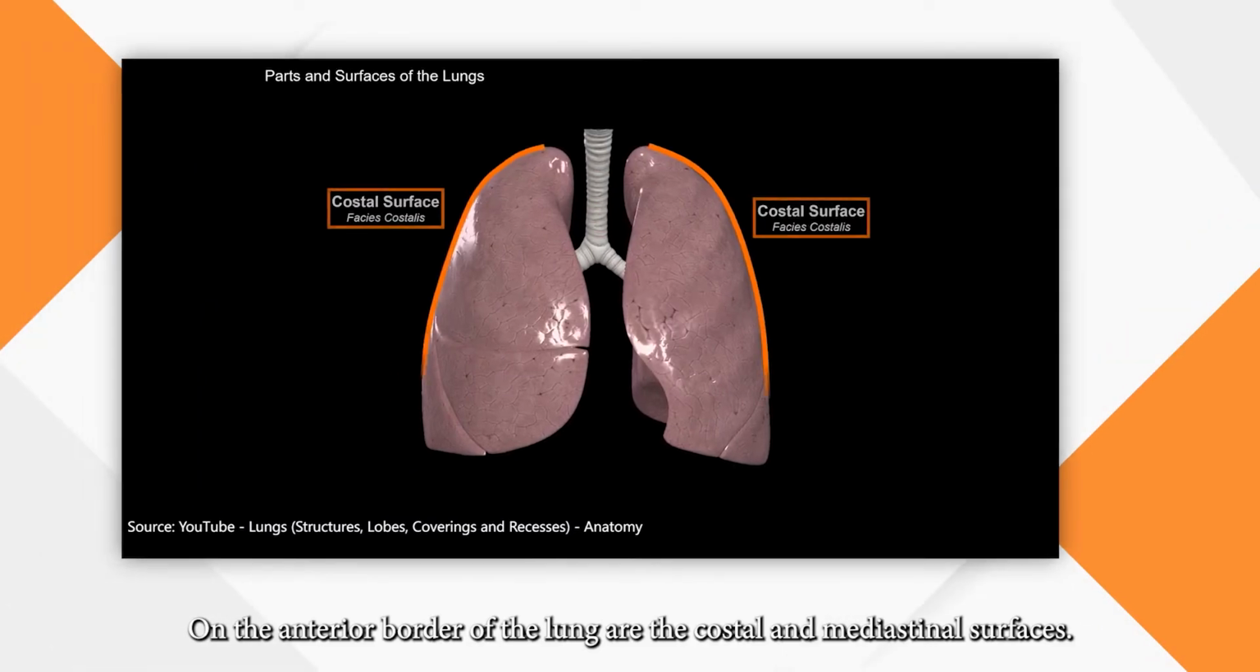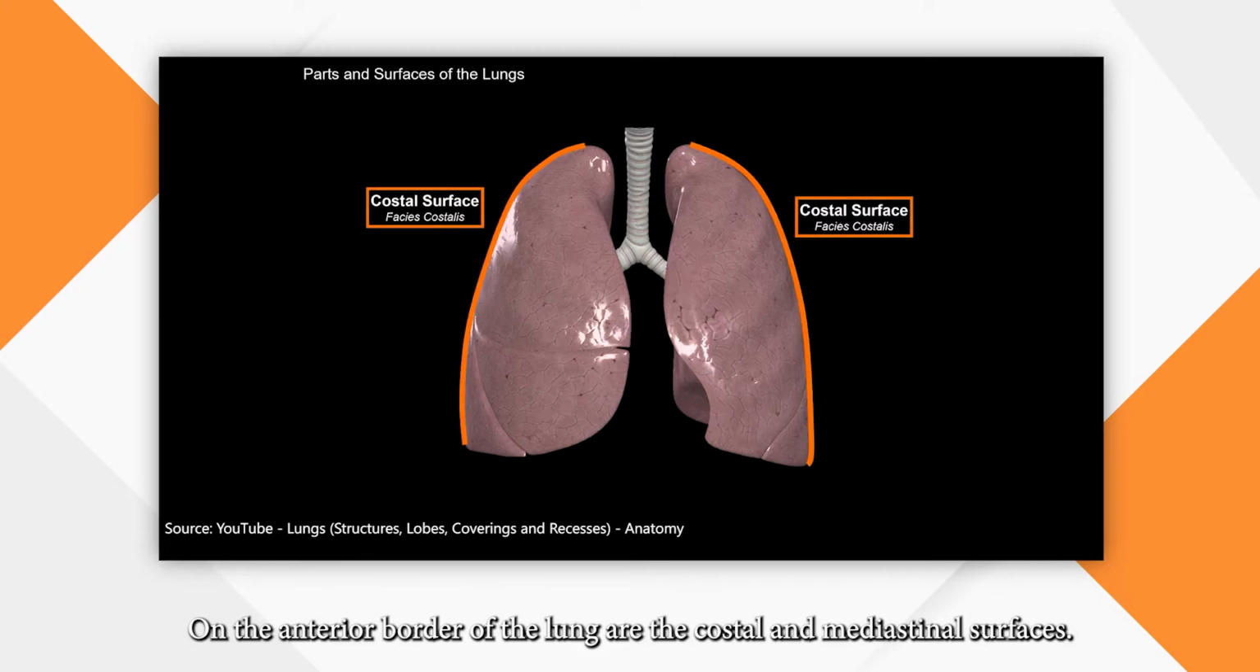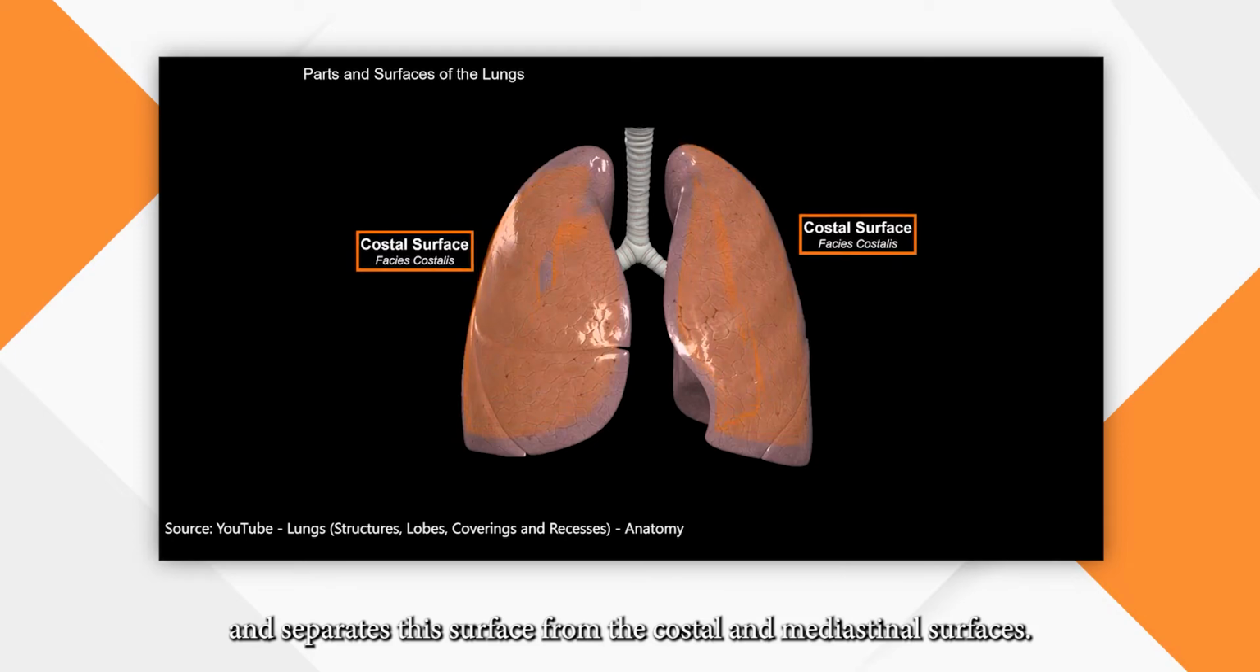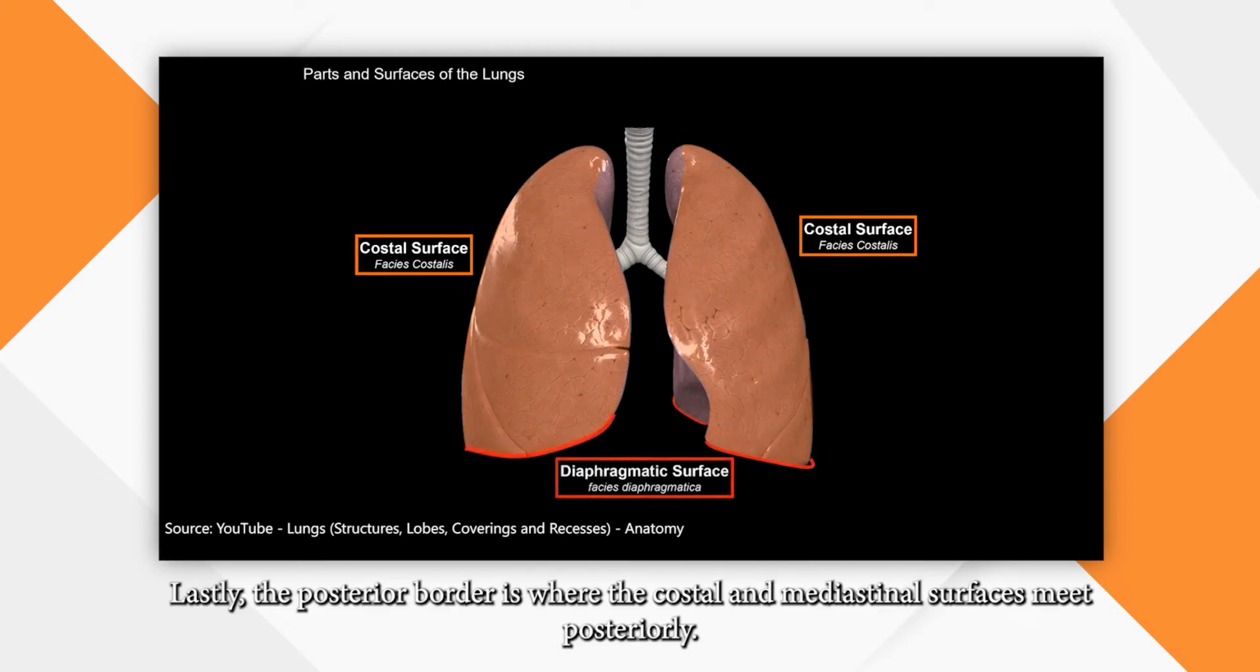On the anterior border of the lung are the costal and mediastinal surfaces. The inferior border surrounds the diaphragmatic surface of the lung and separates this surface from the costal and mediastinal surfaces. Lastly, the posterior border is where the costal and mediastinal surfaces meet posteriorly.